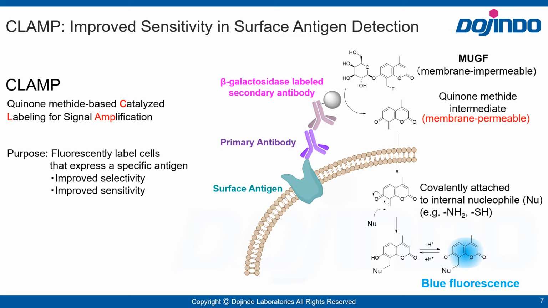Large amounts of MUGF are converted and subsequently accumulate in the cell, creating an intense signal. In this way, the mechanism is very highly sensitive and will produce strong fluorescence even with very low levels of antigen expression.